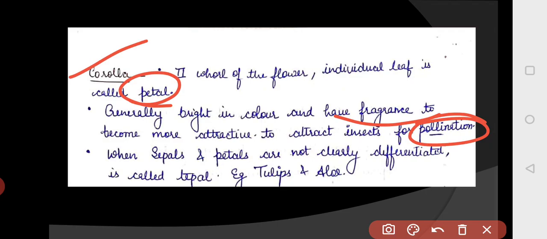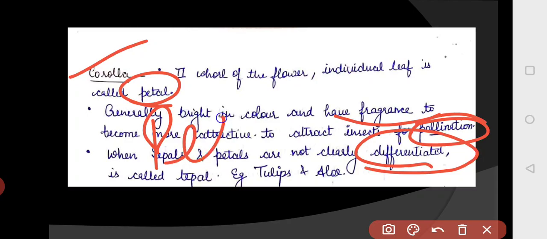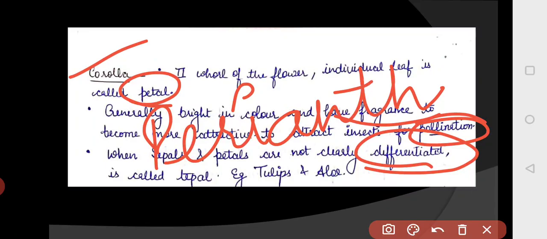Now in some cases the sepals and petals are not differentiated, meaning you cannot identify the sepals and the petals. In such a case the condition is called perianth, in which the sepals and petals are not distinguishable, and its individual unit is called tepal. Calyx's individual unit is sepal, corolla's is petal, and if the calyx and corolla are not distinguishable, they are called perianth and its individual unit is tepal.